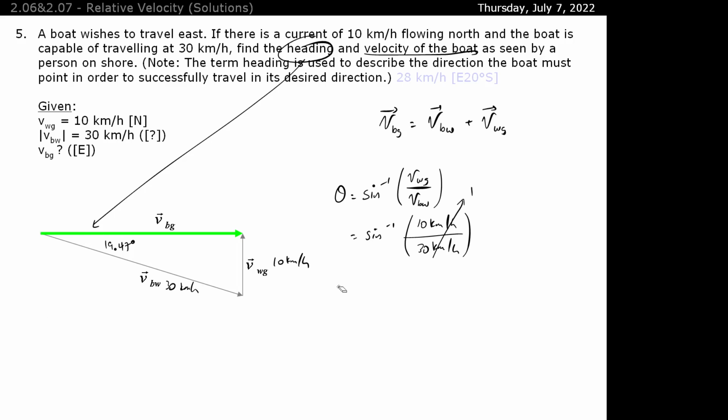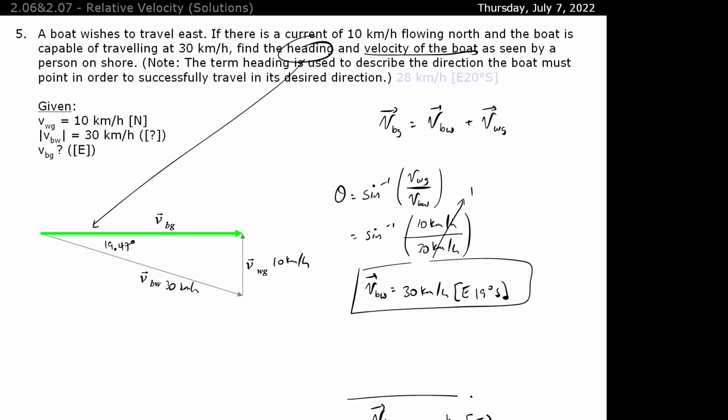So if we want to write out our VBW, the boat to the water is at 30 kilometers per hour east, facing at 19 degrees south. And if we want to find out our VBG, well, we know that the boat wishes to travel east. The only thing we're trying to solve for now is how many kilometers per hour it is traveling towards the east.